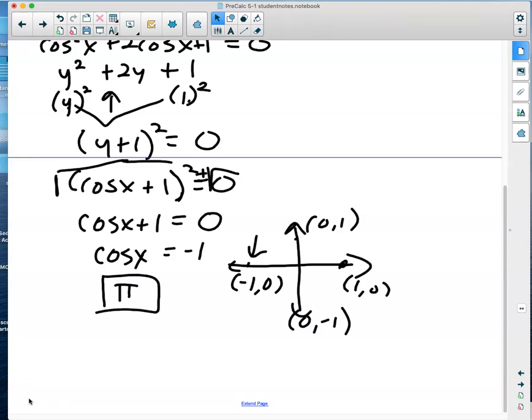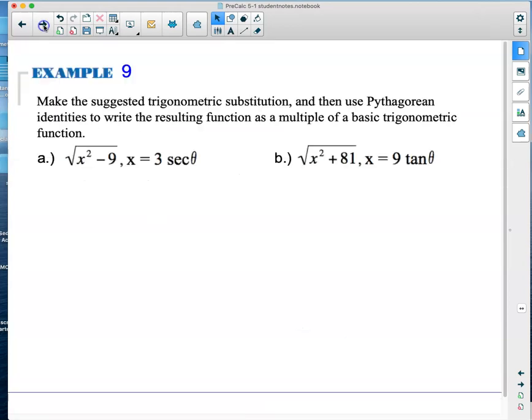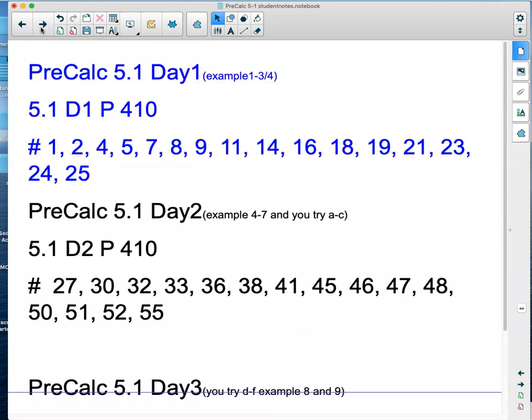And that is a great place to stop. We've done a lot of solving, which was a huge part of our objective. And there is Pre-Calc 5.1 Day 2. And we did do examples 4 through 7. And we'll work with the graphing calculator stuff and the other solving that we have that looks really interesting as you look at those last few problems when you come back on Monday.